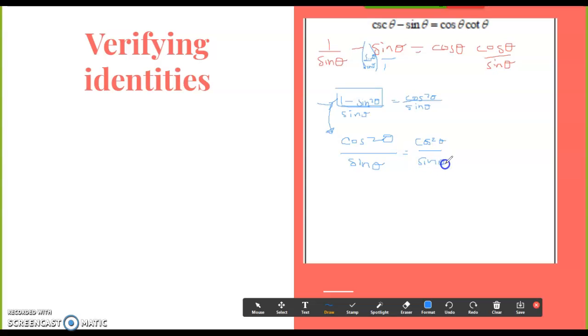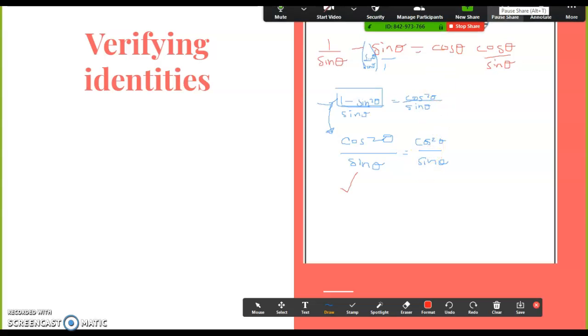My left looks like my right. I have verified this identity. There's nothing further that I have to do. It is done. As soon as I get the left looking like the right, it's verified.